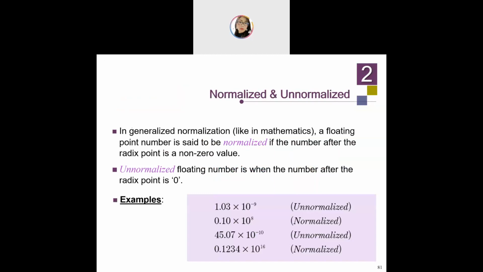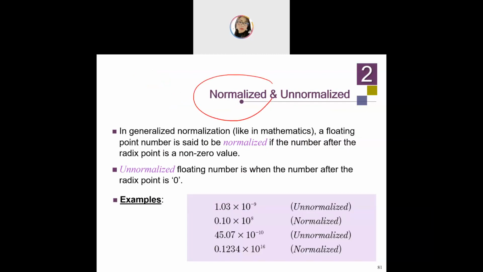Now let's take a look at the standard, normalized and unnormalized. You will be given a value, and you just need to pick whether it is normalized or unnormalized. That can also be asked, and this is a normal and favorite question for test 1.